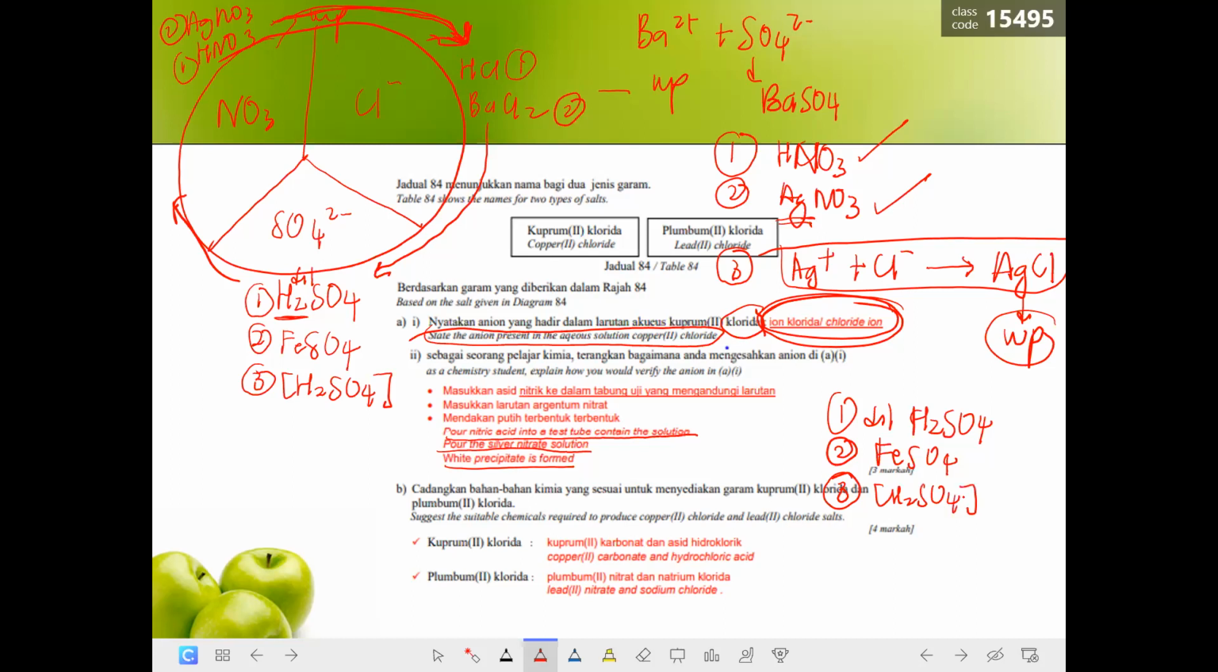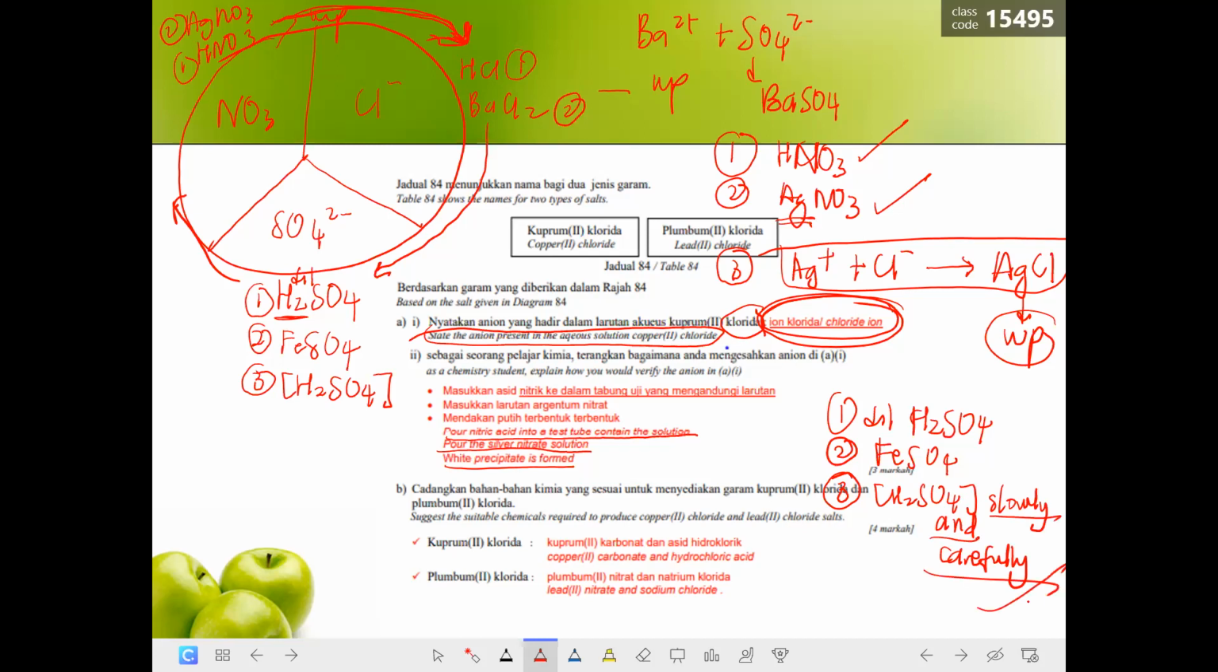When you answer like this, for the third one, you must add these words: slowly and carefully. If these words are not there, they won't give you the mark. This is the marking scheme. Slowly and carefully.